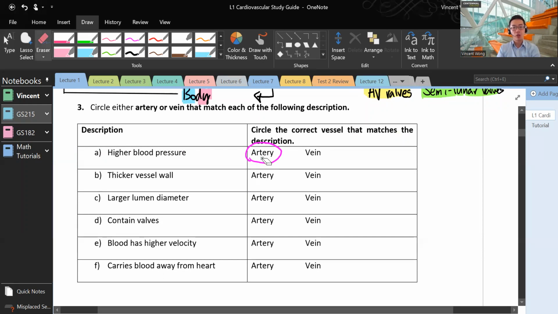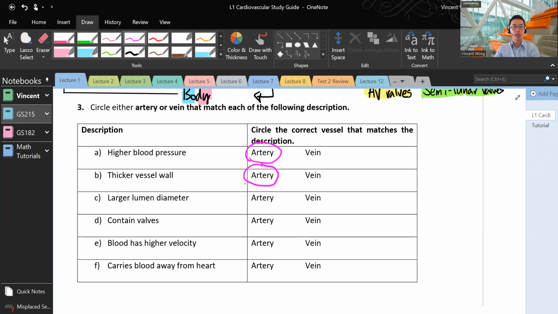Because the artery has high blood pressure, we need them to have thicker walls as well, so that they are able to withstand that pressure. If the wall is weak and the pressure is really high, it's possible that it will rupture. And that is, of course, bad news for many reasons.